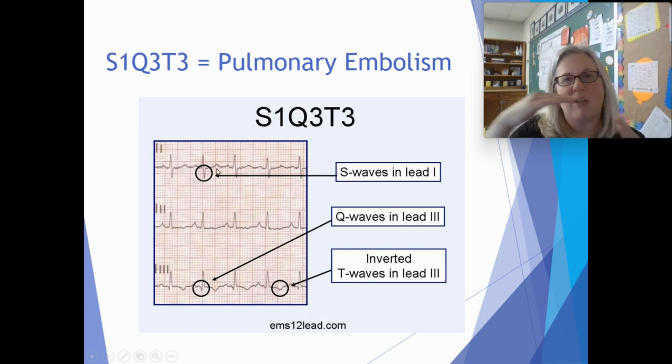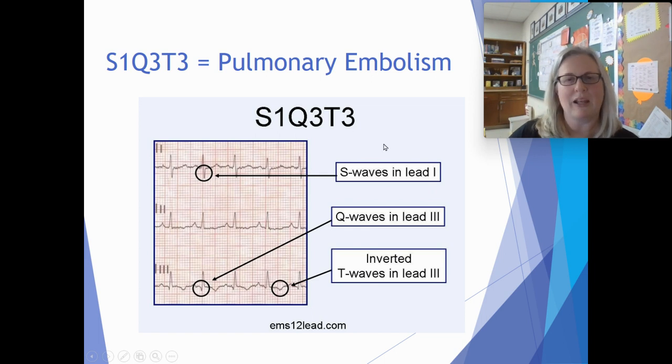Sometimes our S wave is flat and you barely see it. We have a QRS, right? S usually is up here by the isoelectric line. This S is going to be very deep. Your Q wave in lead three, down at the bottom here, is also going to be deep. So a large S wave in one, a large Q wave in three, and then you'll also see an inverted T wave in lead three.